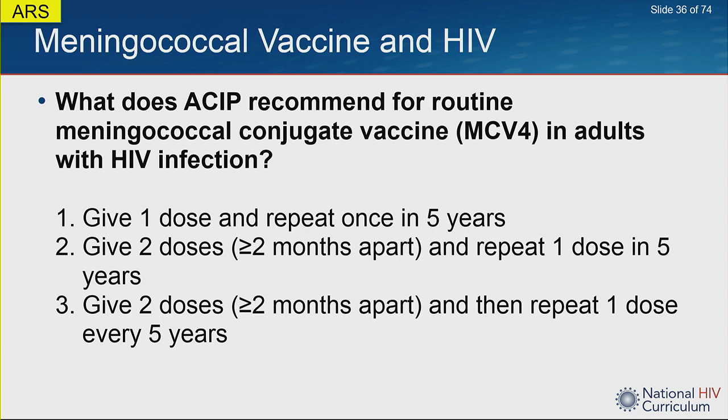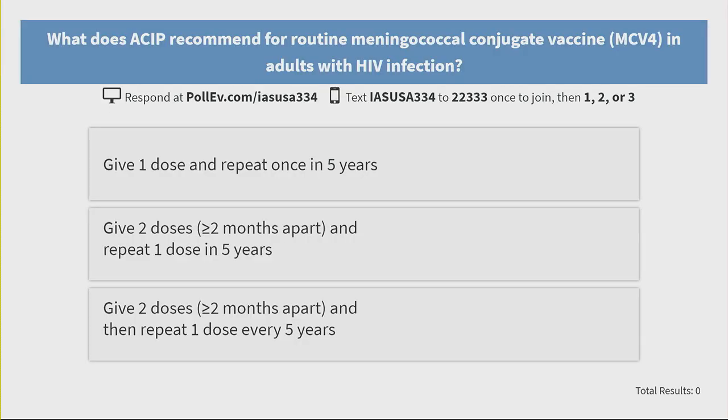Okay, the question I'm asking you now is what does ACIP recommend for routine meningococcal conjugate vaccine in adults with HIV infection? This recommendation from ACIP came out less than a year ago. So what's the recommendation? Is it number one, give one dose of meningococcal vaccine and repeat again in 5 years, one time? Is it number two, give two doses at least 2 months apart and then repeat once more in 5 years? Or number three, give two doses at least 2 months apart and then every 5 years, re-immunize them?